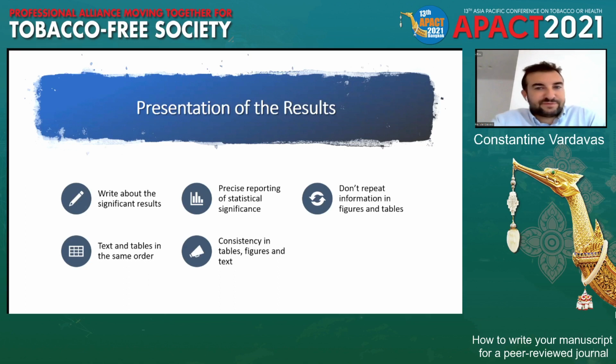Again, don't repeat the information in the figures and tables. Keep the text and tables in the same order. So you don't start off seeing the demographics in table 2, and then go down to the multivariable analysis in table 1. It doesn't go like that. It must go table 1, table 2. And again, just double check, because it's a very common mistake. I make the mistake also quite often. Look for consistency in the tables and the text.